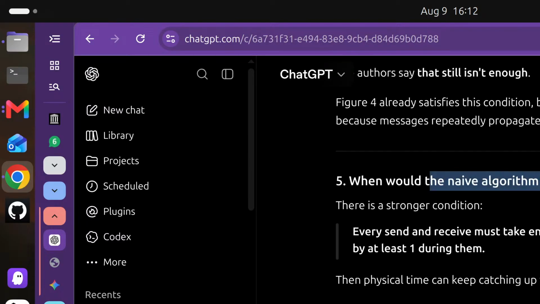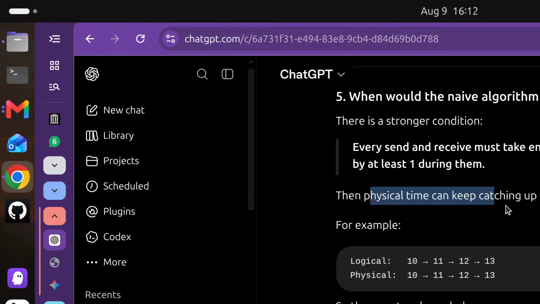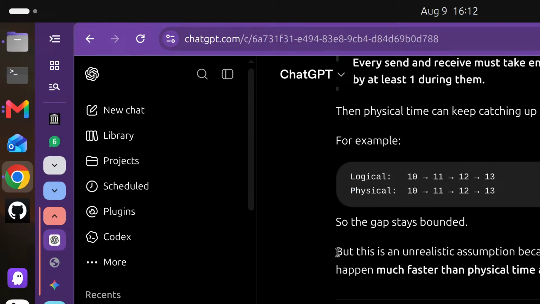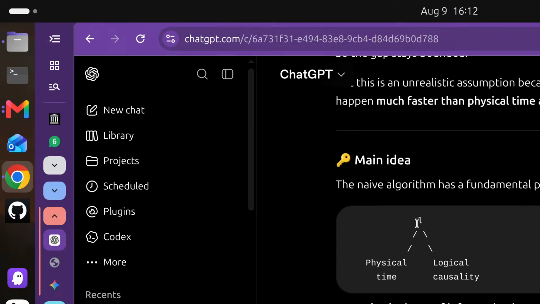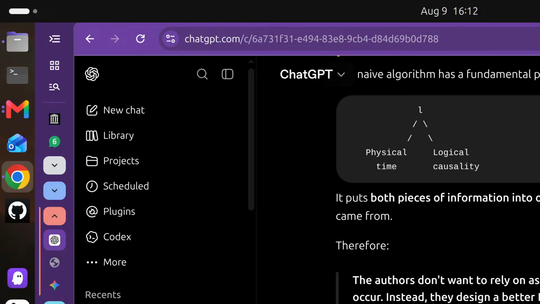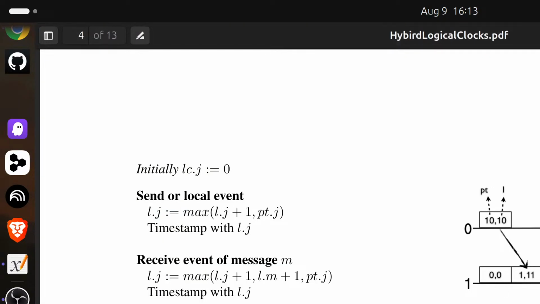When would the naive algorithm actually work? This is a strong condition. Every send and receive must take enough real time so the physical time increases by at least 1 during them. Then physical time can keep catching up with the logical time. For example, logical 10, 11 like this. The gap stays bounded. But this is an unrealistic assumption because in a real distributed system events can happen much faster than physical time advances. The main idea: the algorithm has a fundamental problem with physical time and logical time. It puts both pieces of information into one number, so it cannot tell where the value came from. Okay, that's it, guys.